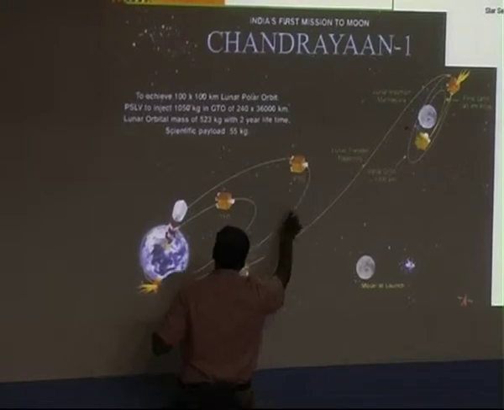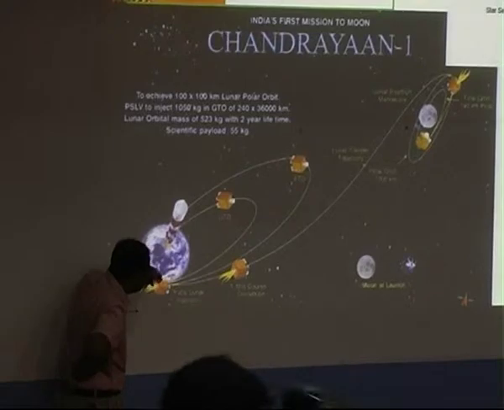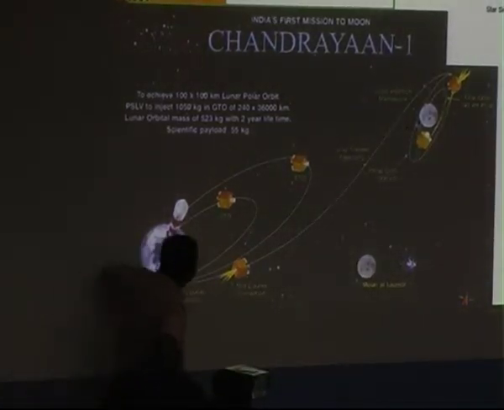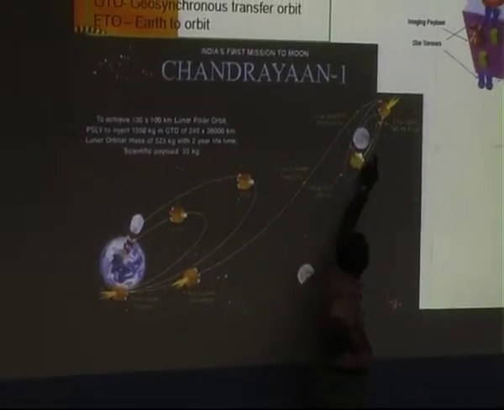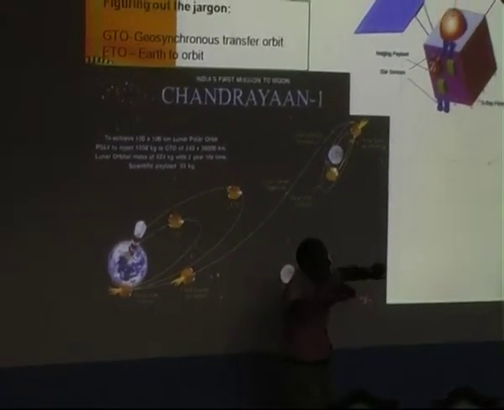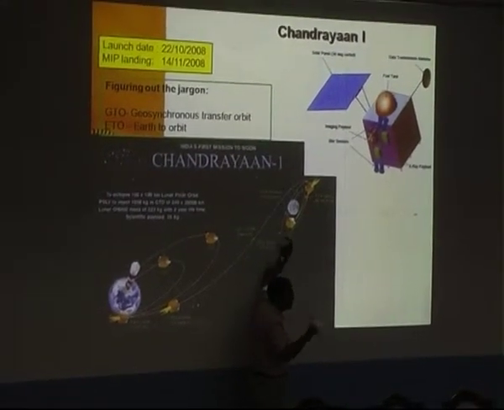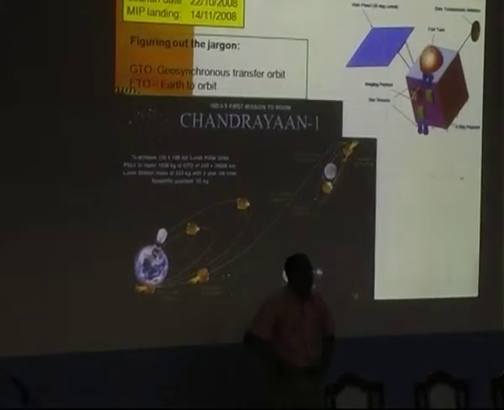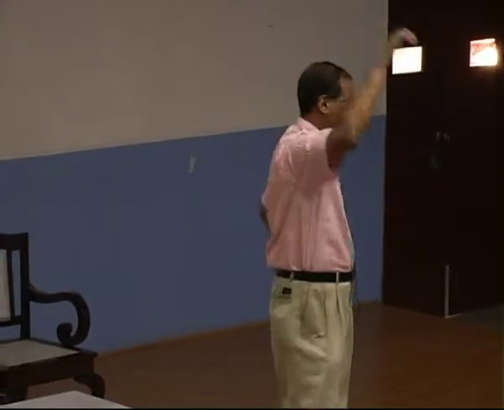So once it has reached a particular position, then it starts what is called the translunar injection. That is, you fire it in a way such that it approaches the moon, and it starts orbiting around the moon. Then you slowly reduce the orbit, from thousands of kilometers to very near, and when it comes very close to the moon, you launch your MIP. What is MIP? The Moon Impact Probe.